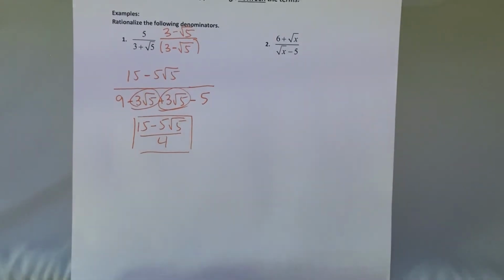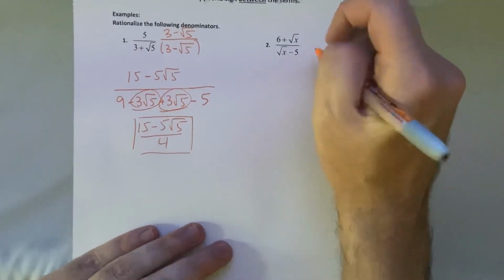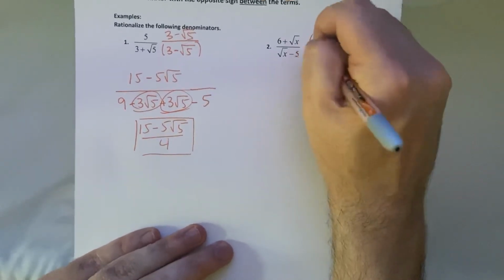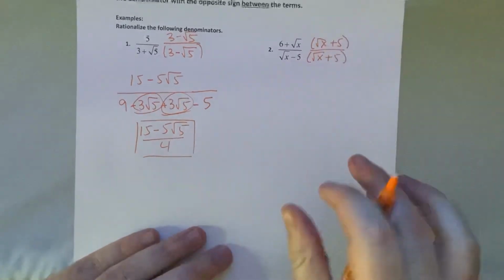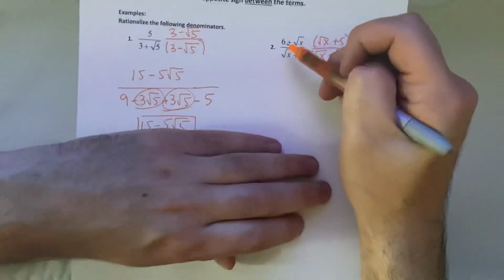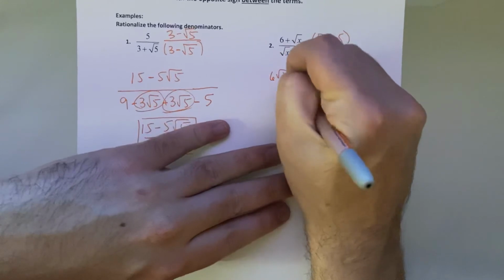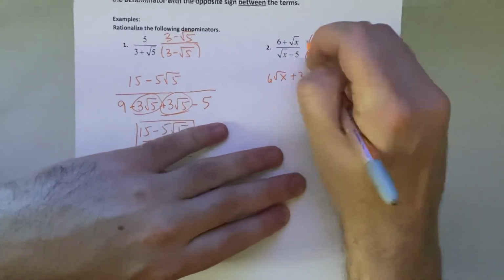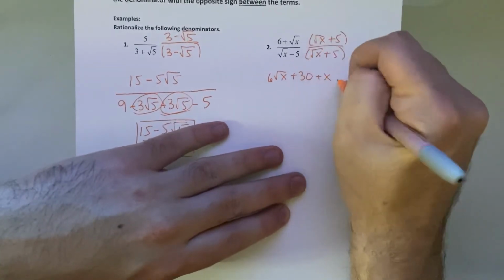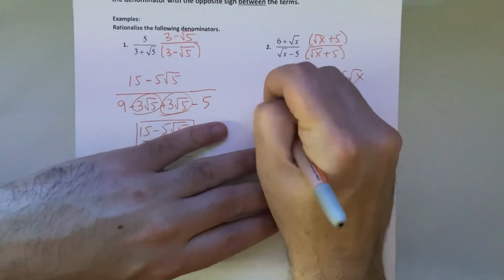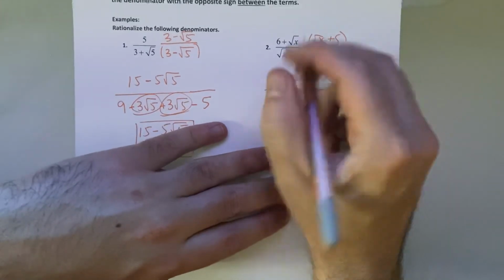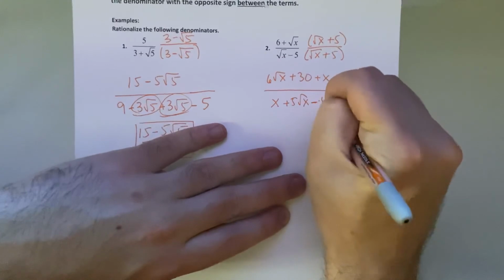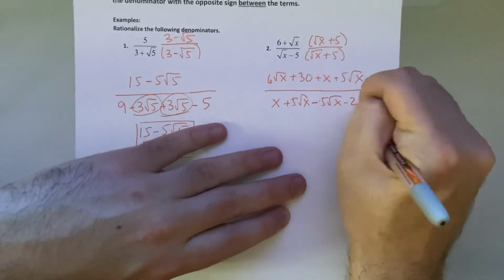Same thing happens with variables. I have a square root of x minus 5 in the denominator. I'm going to multiply by the square root of x plus 5. Okay, when I distribute, we have 6 square roots of x plus 30 plus square root of x times square root of x is x plus 5 square roots of x. In the denominator, square root of x times square root of x is x, plus 5 square roots of x, minus 5 square roots of x, minus 25.